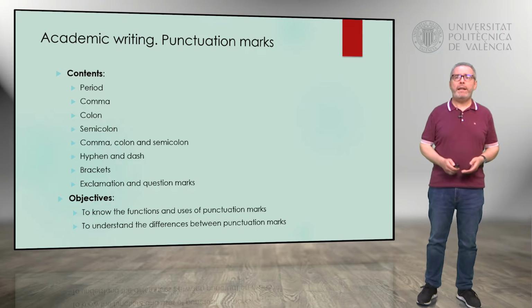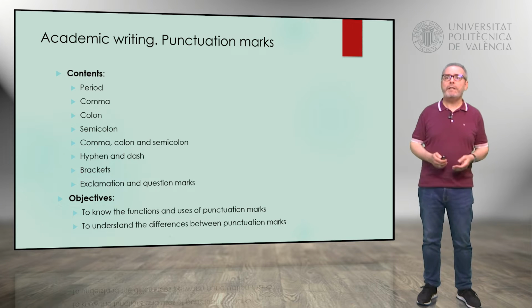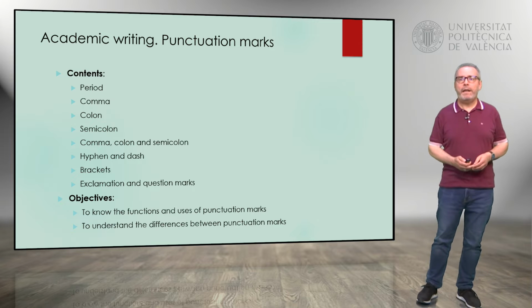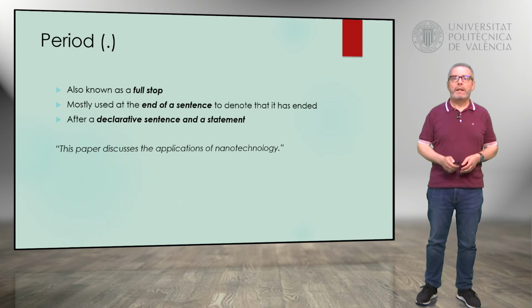Punctuation marks are very important in academic writing and in writing in general. We will see the most typical punctuation marks such as period, comma, colon, semicolon, some differences between them, hyphen and dash, brackets, and exclamation and question marks. The objective is to use the different punctuation marks correctly and to know the functions and uses of them.